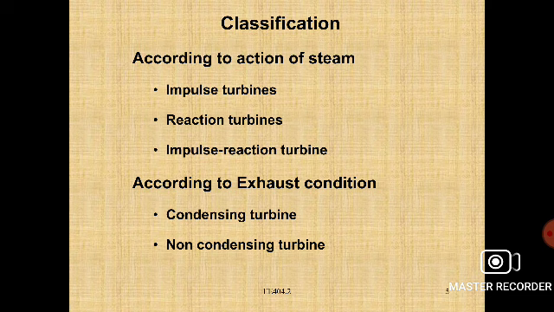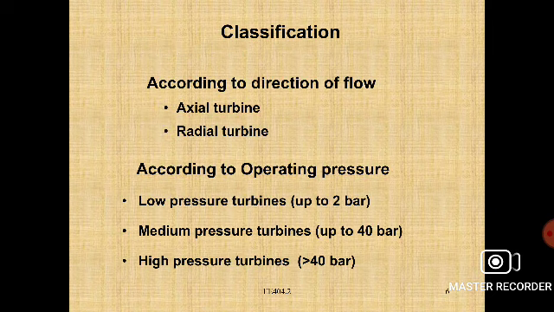According to the exhaust condition of steam, there are condensing turbines and non-condensing turbines. In a condensing turbine, steam at a pressure less than atmospheric is exhausted into the condenser. In a non-condensing turbine, the pressure of the exhaust steam is greater than atmospheric.